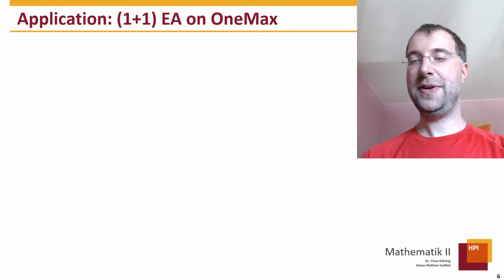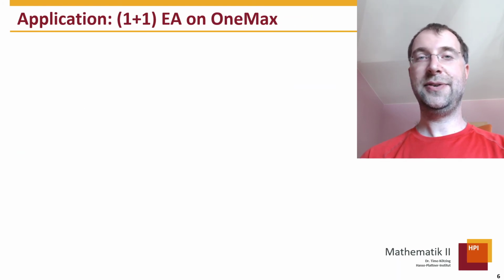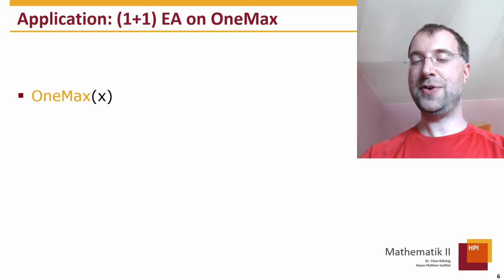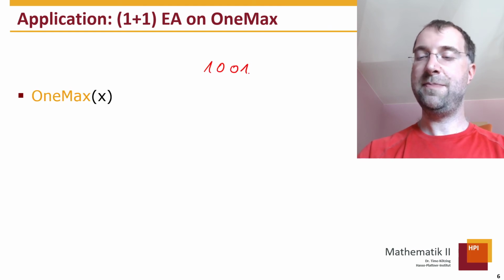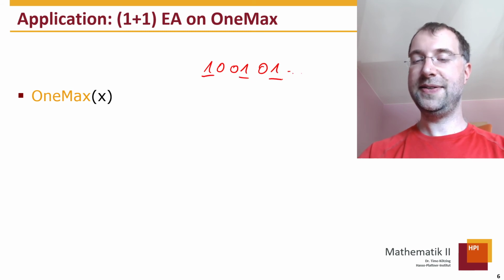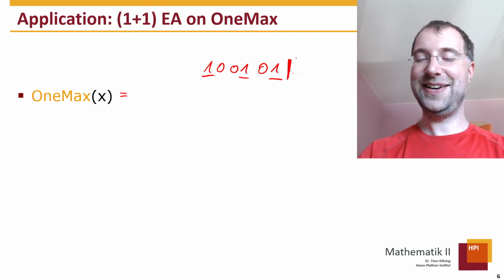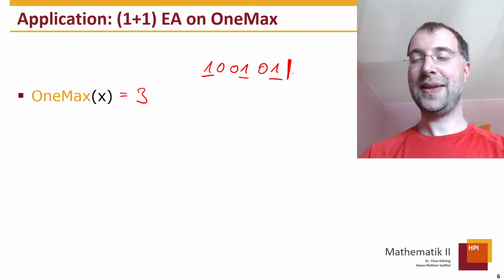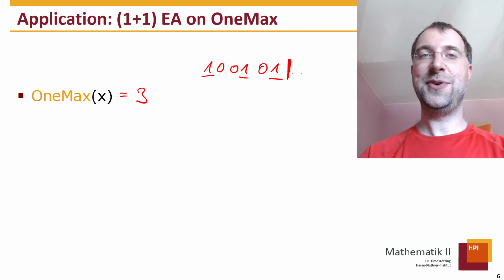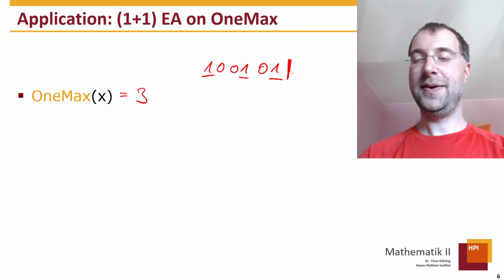What further applications do we have? We can look at the 1+1 EA on OneMax. You can find the details in the paper, but OneMax is generally you have some bit string and you count the ones, and this is your fitness. So this is now, let's say my bit string ends here, otherwise I can't say. That would be 3 again. And then just as before, the 1+1 EA flips bits, each bit independently with probability 1 over n.